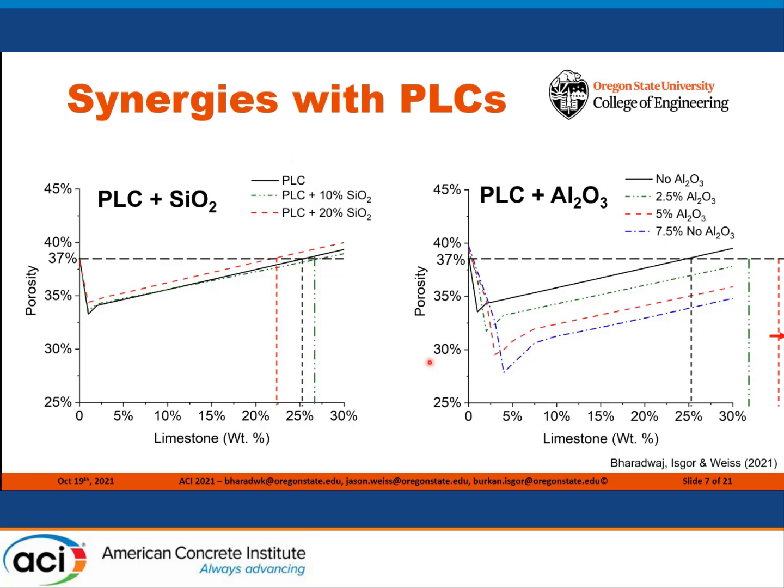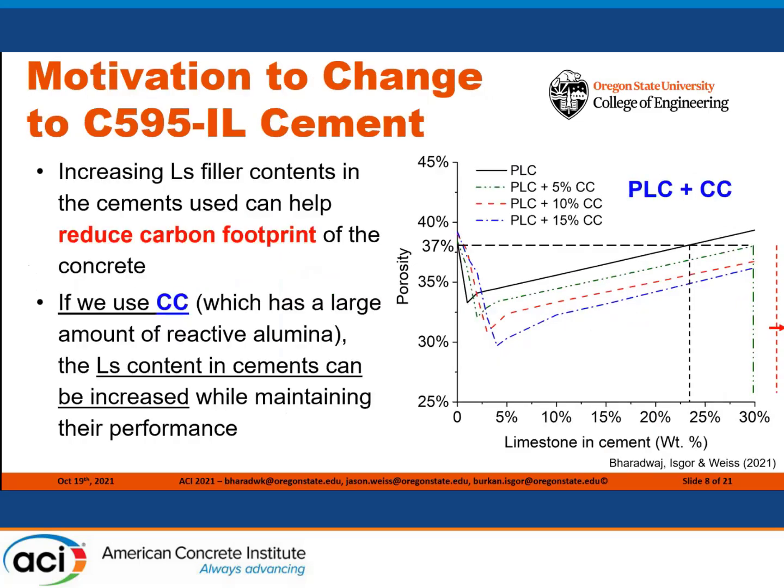If we look at a system containing alumina, however, which is the plot on the right, we can immediately see that as alumina is added to the system, the limestone content in the cement can be increased without decreasing the performance of the system. The equivalent porosity limestone content can be increased by about 5 to 7% with just a 2.5% addition of reactive alumina to the mixture. So this synergy between alumina and limestone is very useful as we move to cements with higher limestone contents.